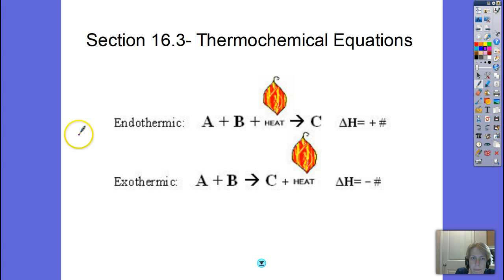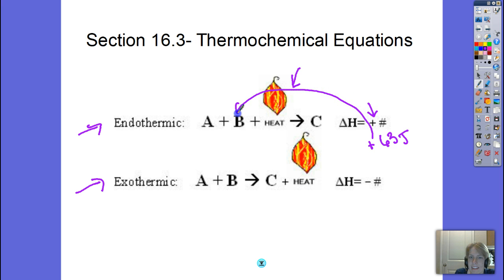First is endothermic and exothermic. I just want to go over that one more time. In an endothermic equation, you have energy or heat being added as a reactant. So it's on the reactant side, and it gives a delta H that is positive. So something like 63 joules. That positive tells you that energy was added to the reactants.